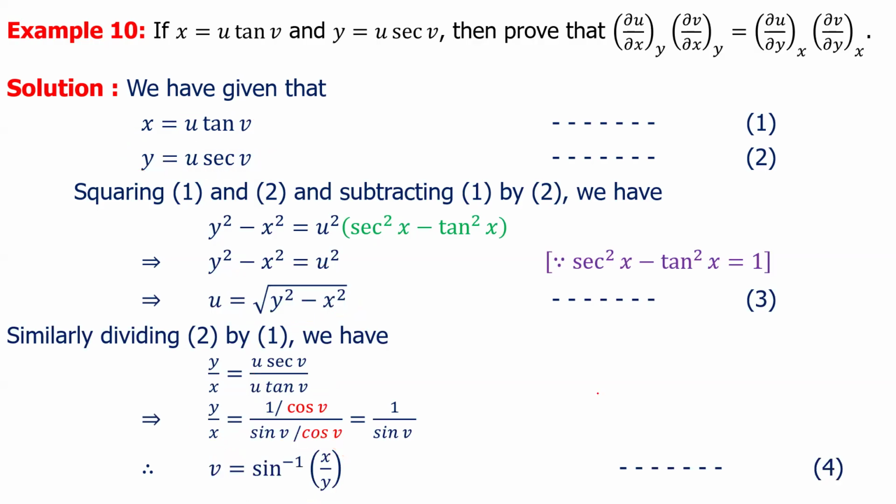Let us do the next step. Now what is our aim? Our aim is to find del u del x when y is constant, del v del x when y is constant, del u del y when x is constant, del v del y when x is constant. Okay, so let us try differentiating u and v partially with respect to x and y.